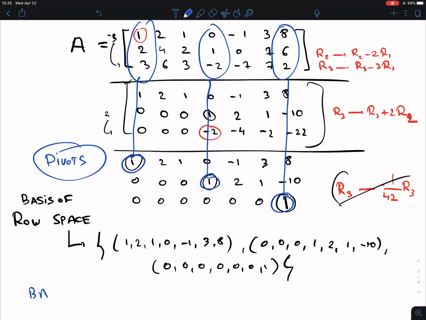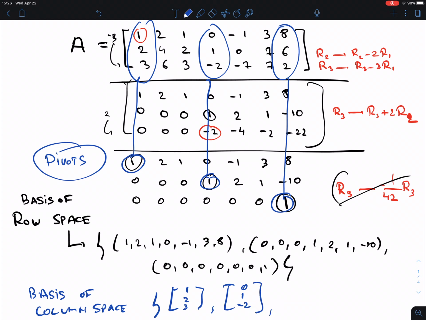So a basis of the column space we get, well, let me write them as columns, right, because that's what they are. So 1, 2, 3, 0, 1, negative 2, and 8, 6, 2.